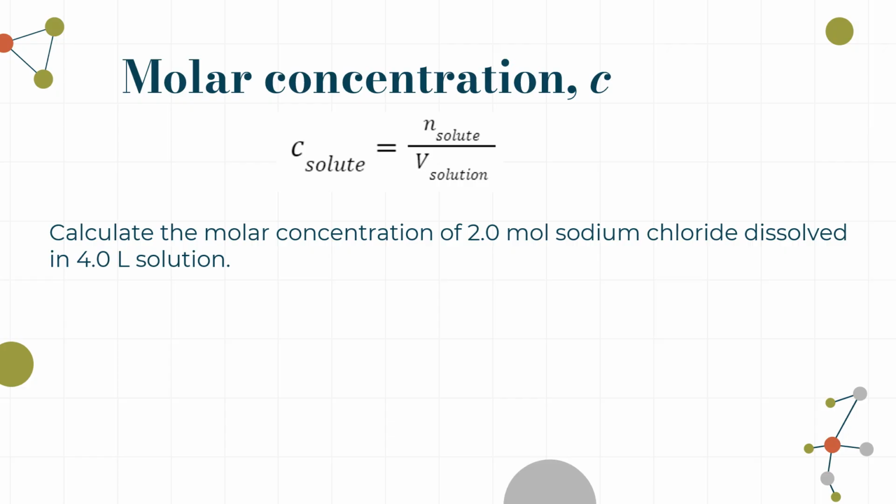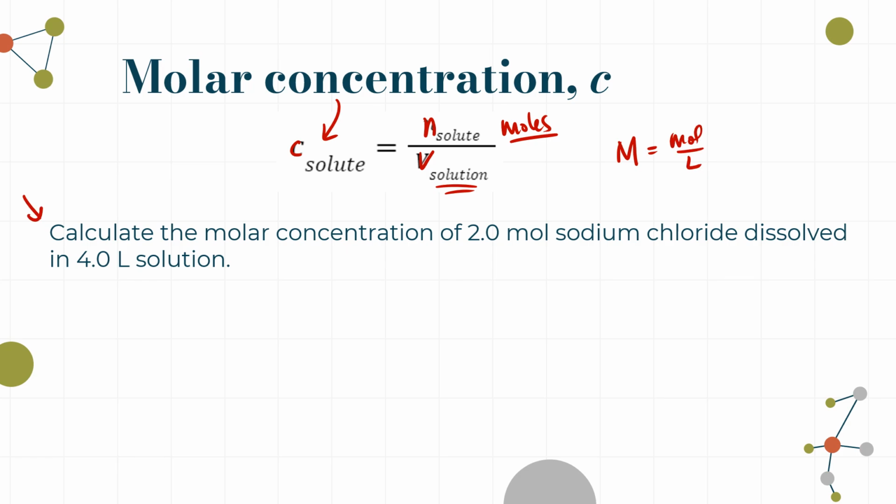Let's do some math with our very first formula of the day. Concentration of the solute is equal to n, the number of moles of the solute, divided by the volume of the solution. The whole entire solution, not just the solvent. In grade 10 chem, we learned this as molarity is equal to moles divided by liters.